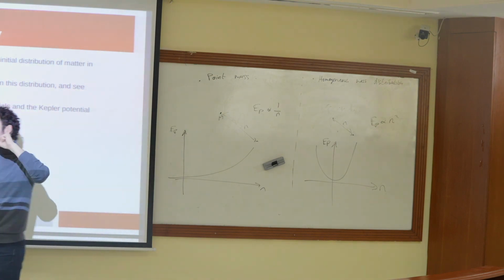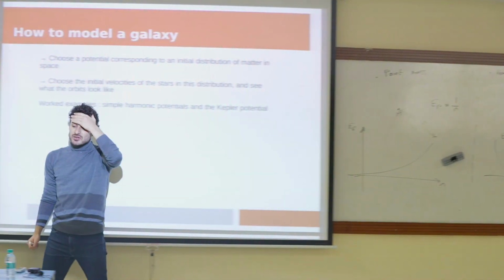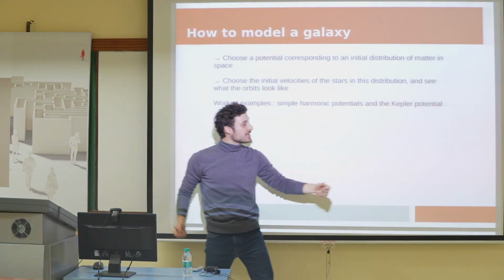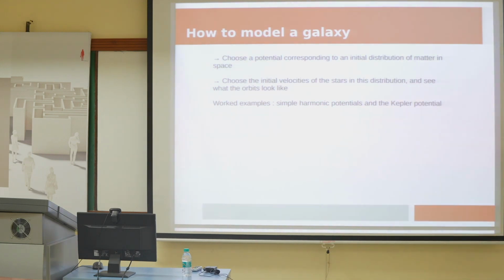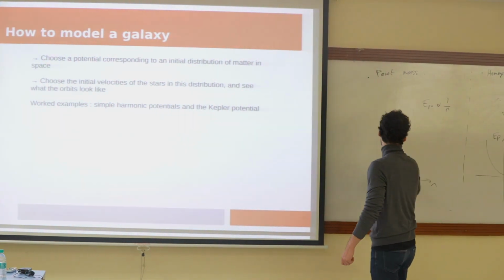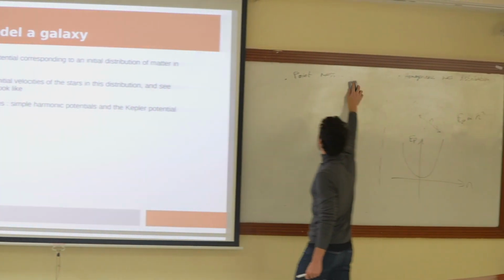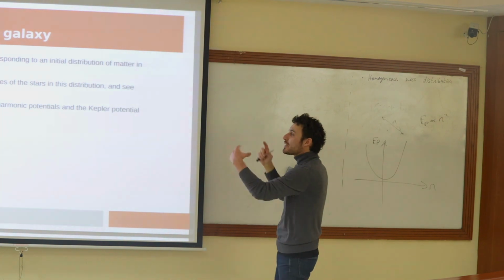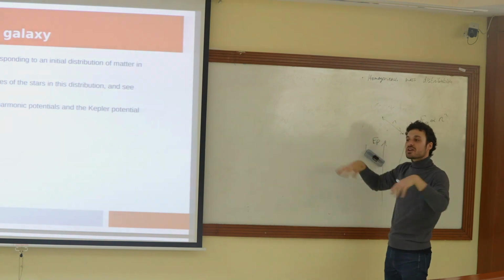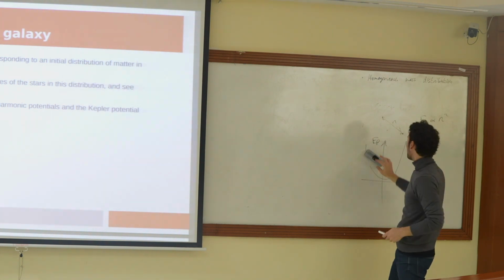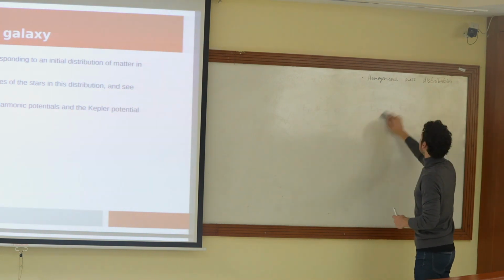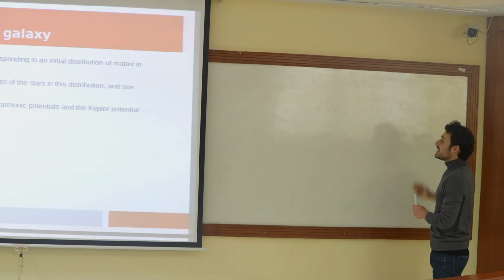So you already have the two extremes of matter distribution in the galaxy. Either everything is sitting at the center, or everything is filling out the space homogeneously. These give you two different types of potentials. One of them is the Kepler potential, which goes as 1 over r, and the other is the simple harmonic potential, which goes as r squared. Once you have the potential, you throw around a bunch of stars in space and you see how the orbits evolve. For the simple harmonic oscillator, it's very simple. As you recall, it's just a bunch of circles.